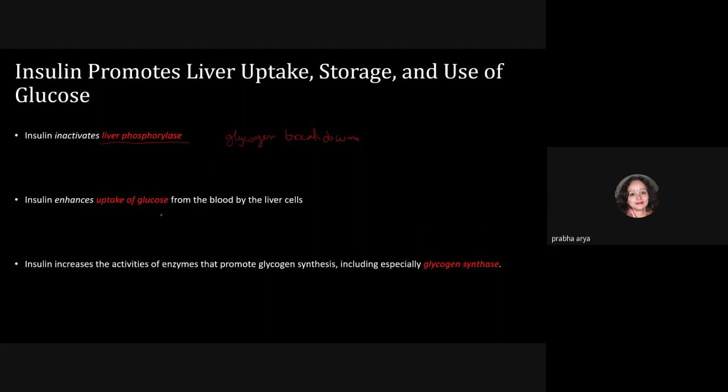Insulin enhances uptake of glucose from the blood by the liver cells. So extra glucose will be taken up by the liver cells, and insulin increases the activities of enzymes that promote glycogen synthesis, especially glycogen synthase. This enzyme is required for the formation of glycogen. So this enzyme will be activated while phosphorylase will be deactivated. This way, it will lead to the formation of more and more glycogen.